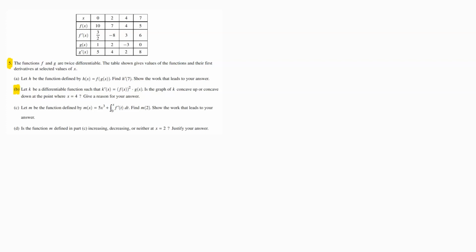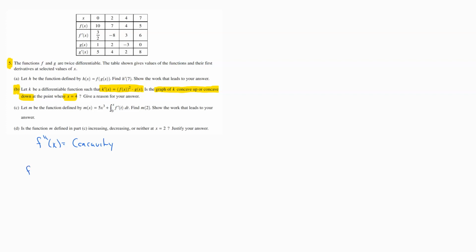Okay, so looking at 5b here, they're telling us that k is this differentiable function such that the derivative of k equals this equation here. Then they want to know, is the graph of k concave up or concave down at this specific point at x equals 4? When we're talking about concavity, concavity is a second derivative game. So in order to find out if something is concave up or concave down, we're going to need to plug a value into the second derivative.